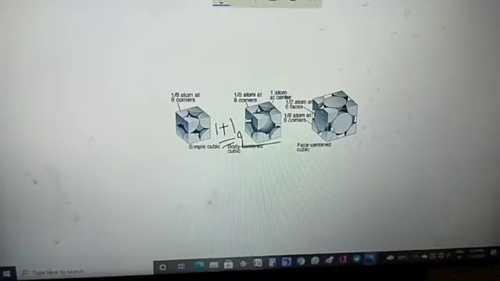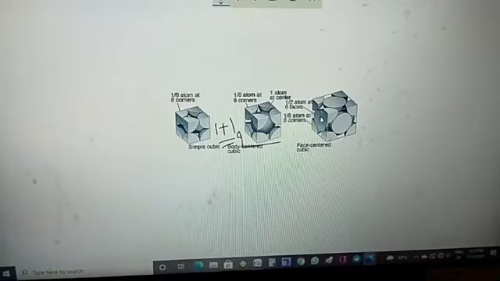Next, come to the face centered cubic unit cell. In this face centered cubic unit cell, the constituent particles are present at all the corners and also at the centers of the faces. As they are present at the center of the faces, each such particle is shared by 2 adjacent unit cells. For that reason they mention half. See here, half.